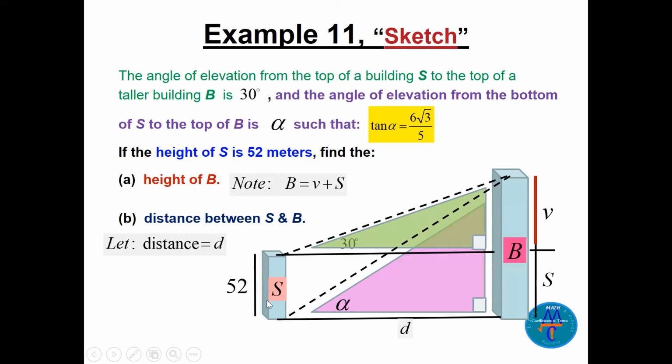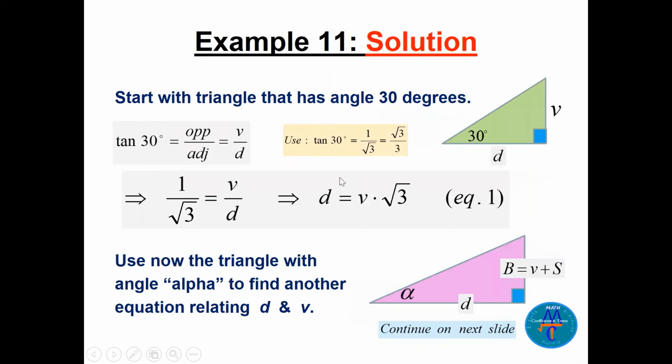Now this S is 52 meters. We have to find capital B, and we have to find the distance between them. Let's call it small d. Now this is S, this is the same as S, and then the rest of the building here, let's call it V. Okay, so let's start now with this triangle that has a 30 degrees. So this is V and this is D. You can see that in the sketch.